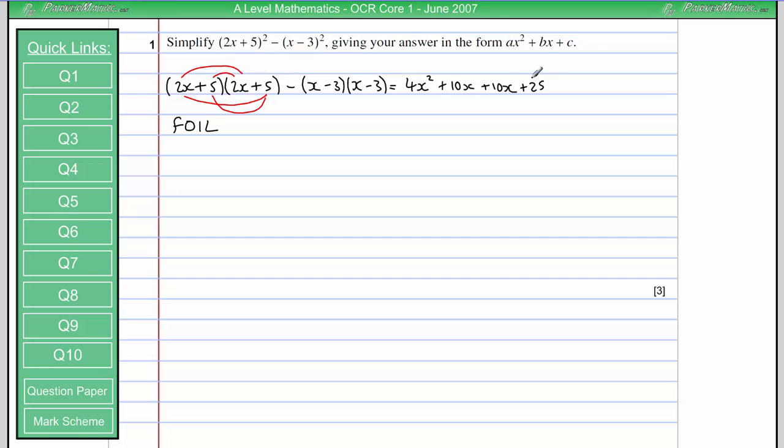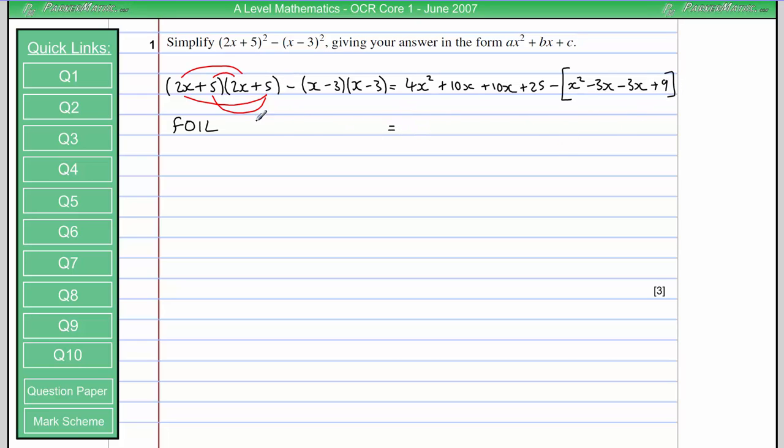So the same thing for this bracket. I'm going to write this in a big bracket to start off with though, because I'm going to take away everything that I get when I expand these. So I'm going to get x² − 3x minus another 3x, and then −3 times −3 gives me positive 9.